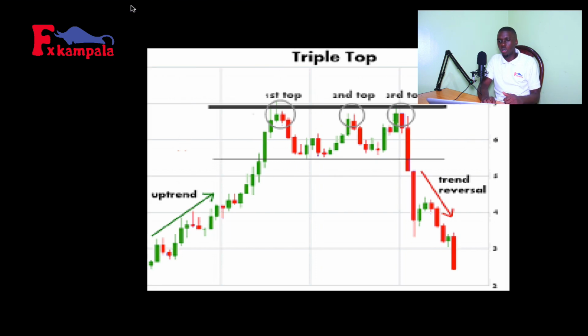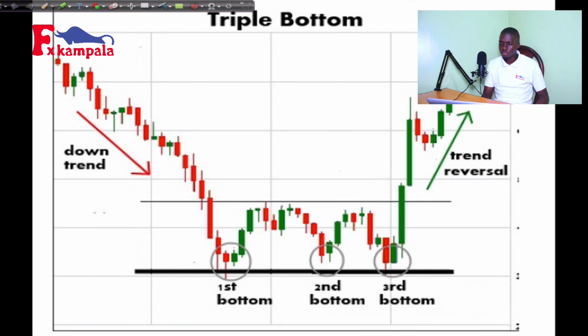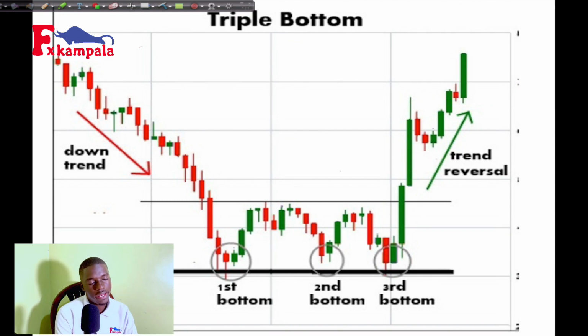So lastly, let's look at the twin sister of the double top, which is the triple bottom. The same ideology: prior trend, three bottoms, breaking the neckline. It's a buy this time round. It's very simple, as you can see.